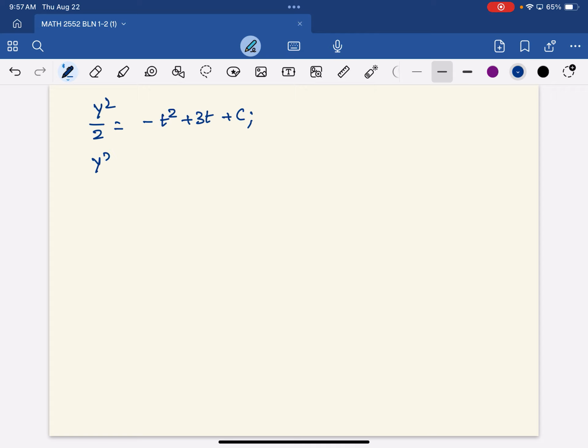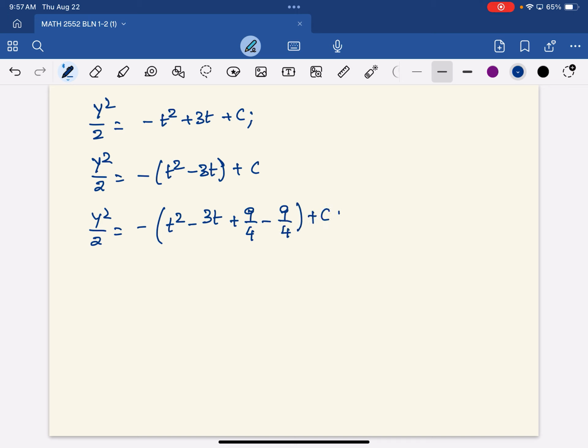So I would write this as y squared over 2, and I'm sure you're familiar with completing the square, right? It's been a while, but you have seen it in the past. So you write it as negative t squared minus 3t plus c. Then you write y squared over 2 is going to be negative, and when you complete it, you write 3t plus 9 over 4 minus 9 over 4 plus c. How did I get 9 over 4? It's the square of 1/2 of the coefficient of the linear term.